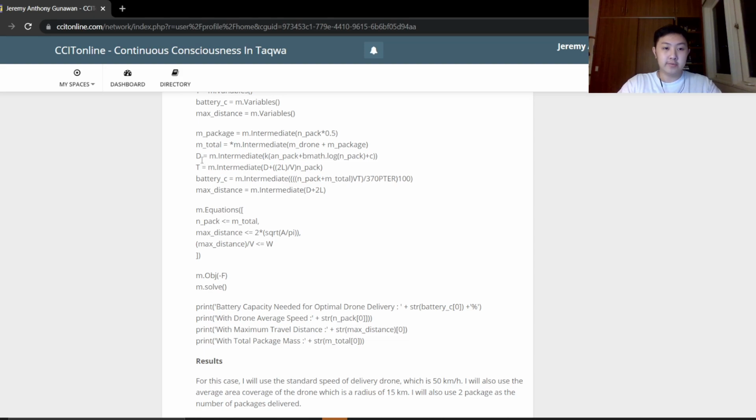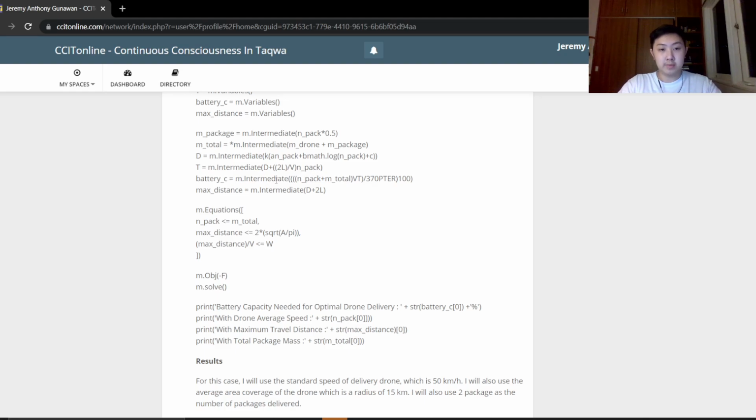So the total mass equals the drone plus the package. This is the formula before, which is dk a plus n a times this is multiplied. There's a typo here. Npack, number of packages, plus b times this, also there's a multiply here, the natural log of number of packages plus c, and then there's the time, which is d plus 2l divided by v, speed, times the number of packages.